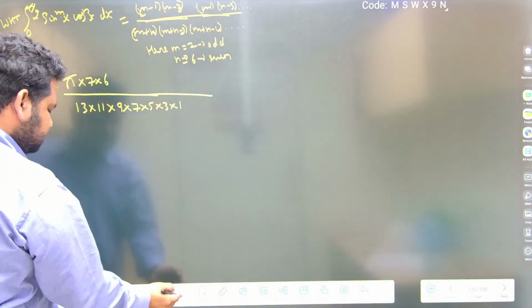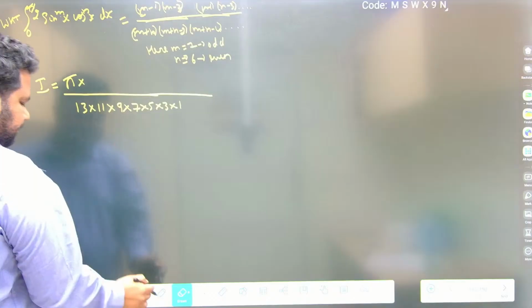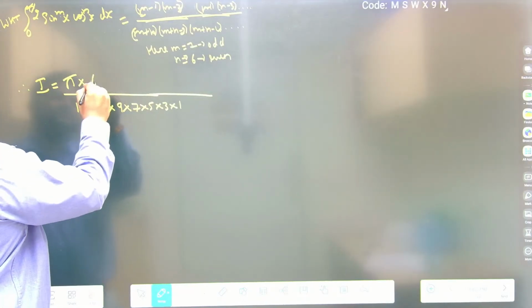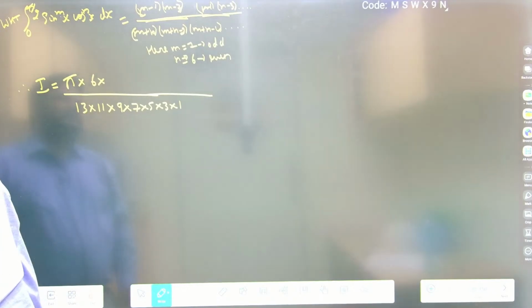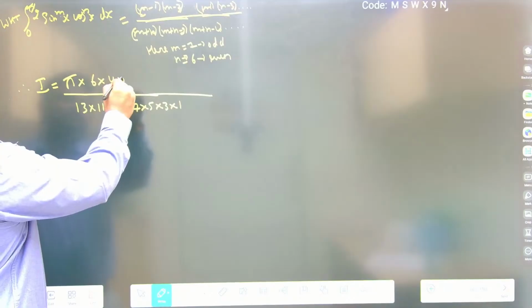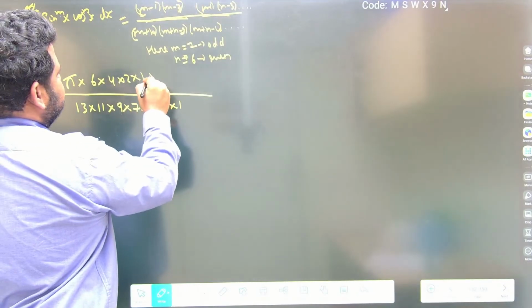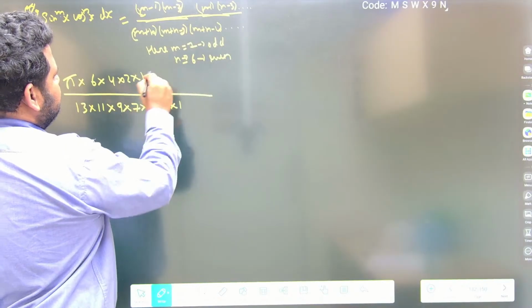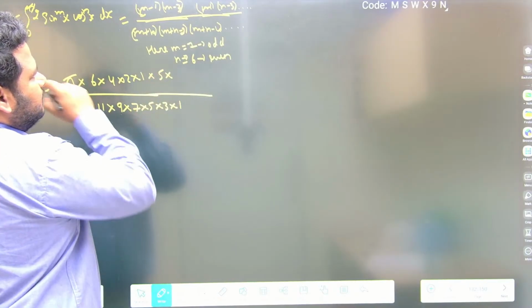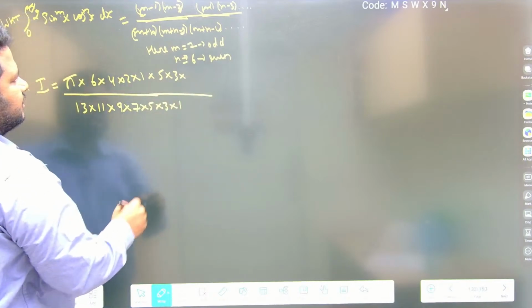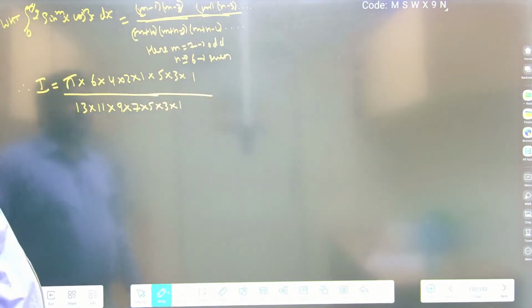So what will this be, friends? See here, pi into pi is already there. So m minus 1, m is 7. 7 minus 1 is 6. M minus 3 is 7 minus 3, which is 4. So 6 into 4 into 2 into 1. Then 6 minus 1 is 5, 6 minus 3 is 3. So 5, 3, 1. Correct now? 5, 3, 1, this is what we will have.